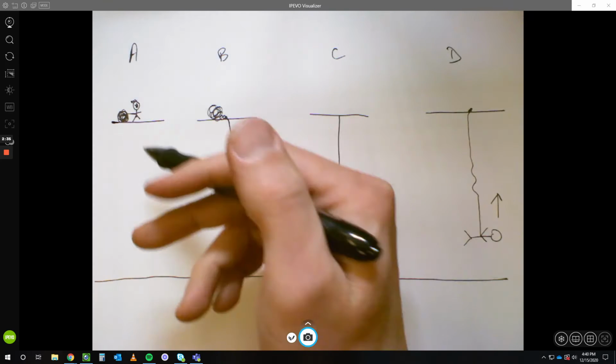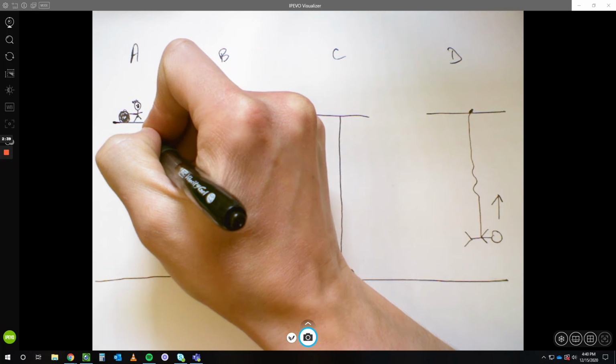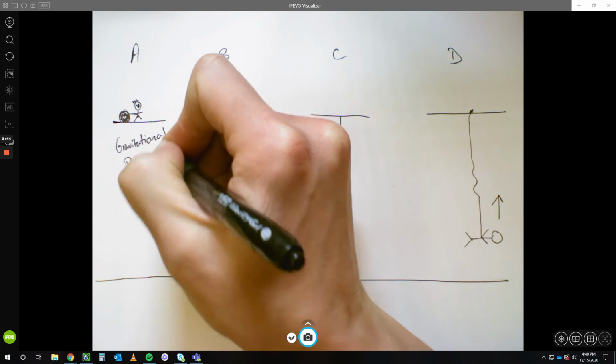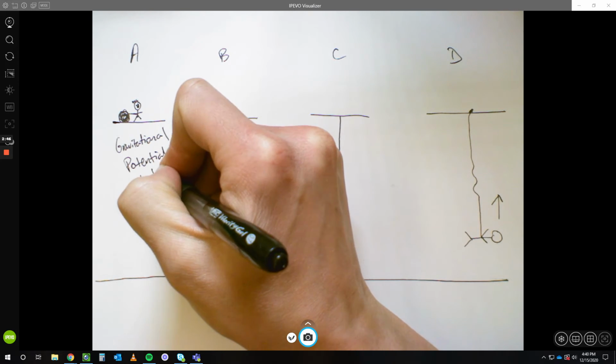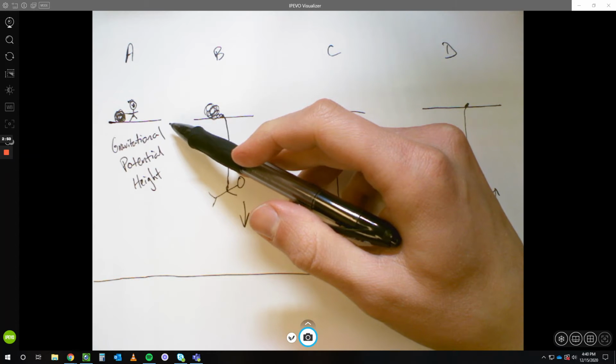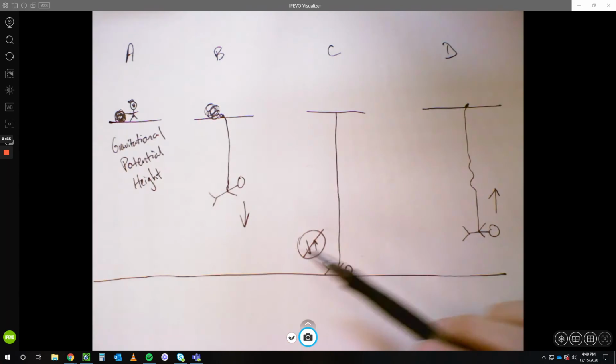Okay, this person right here is going to have gravitational potential energy. They have this because they have height. They are off the ground. They do not have kinetic energy because there is no movement. And they do not have elastic potential energy because there's no stretch.